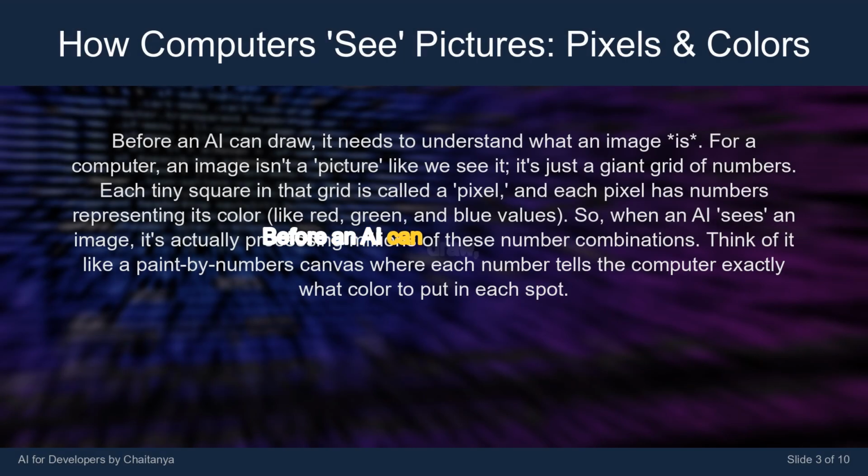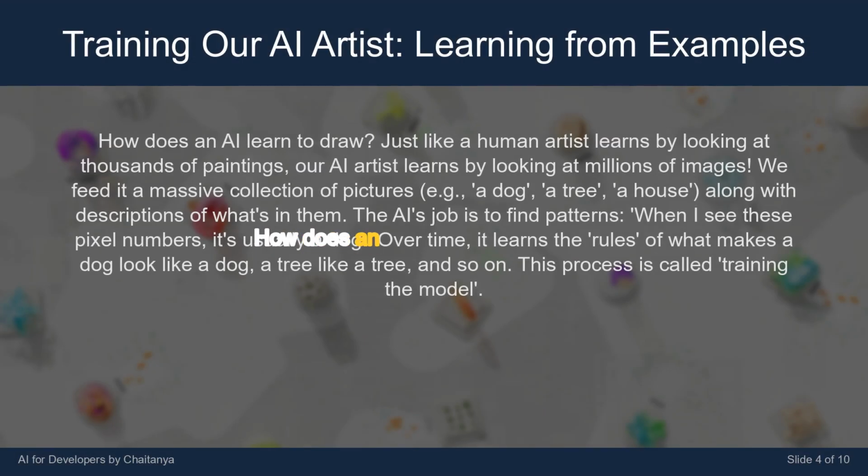Before an AI can draw, it needs to understand what an image is. For a computer, an image isn't a picture like we see it. It's just a giant grid of numbers. Each tiny square in that grid is called a pixel, and each pixel has numbers representing its color, like red, green, and blue values. So, when an AI sees an image, it's actually processing millions of these number combinations. Think of it like a paint by numbers canvas where each number tells the computer exactly what color to put in each spot.